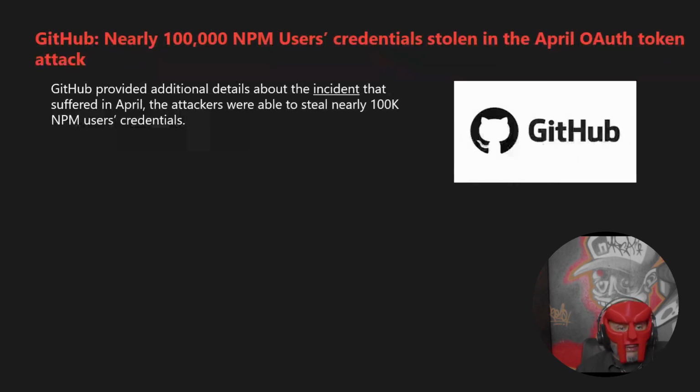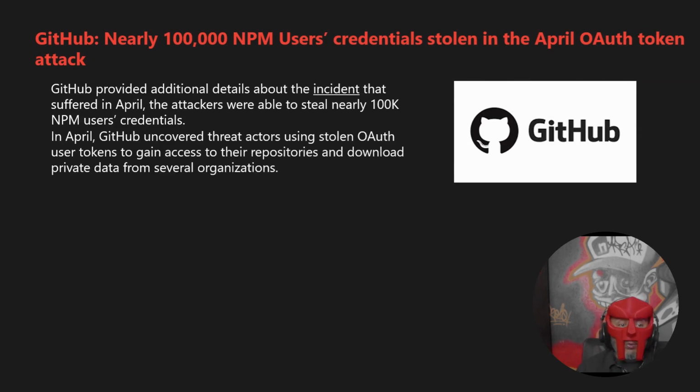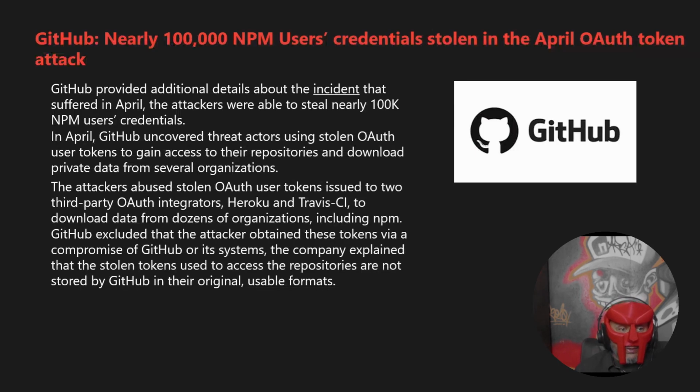GitHub provided additional details about the incident that it suffered in April. The attackers were able to steal nearly 100,000 NPM users' credentials. In April, GitHub uncovered that threat actors were using stolen OAuth user tokens to gain access to their repositories and download private data from several organizations. The attackers abused stolen OAuth user tokens issued to 2 third-party OAuth integrators, Heroku and Travis CI, to download data from dozens of organizations, including NPM.